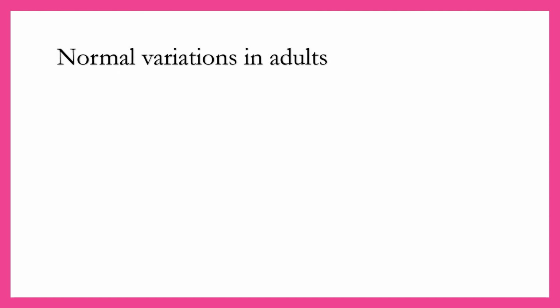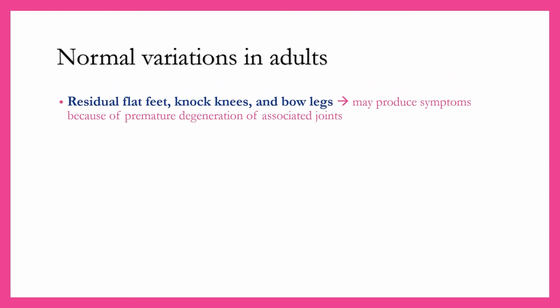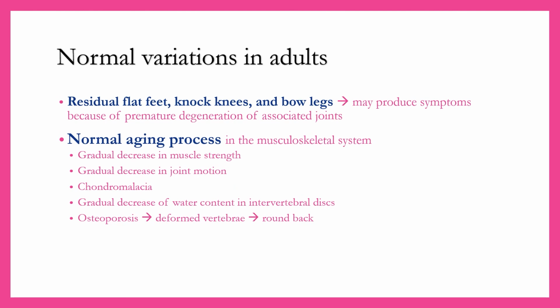Normal variations in adults include residual flat feet, knock knees, and bow legs. They may produce symptoms because of premature degeneration of associated joints. Aging is a normal process in the musculoskeletal system. It could involve a gradual decrease in muscle strength, a gradual decrease in joint motion, chondromalacia, a gradual decrease of water content in the intervertebral disc, and osteoporosis.